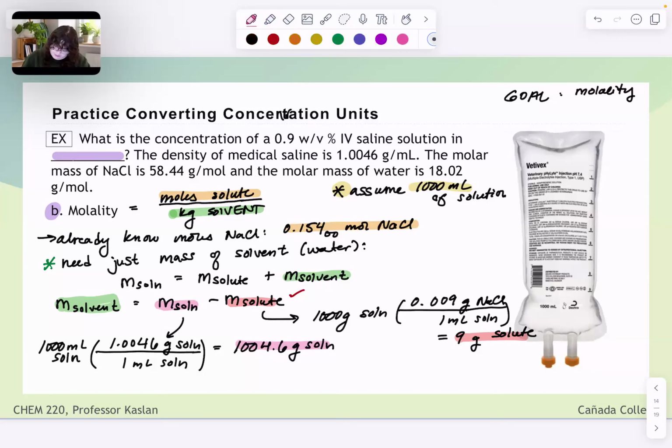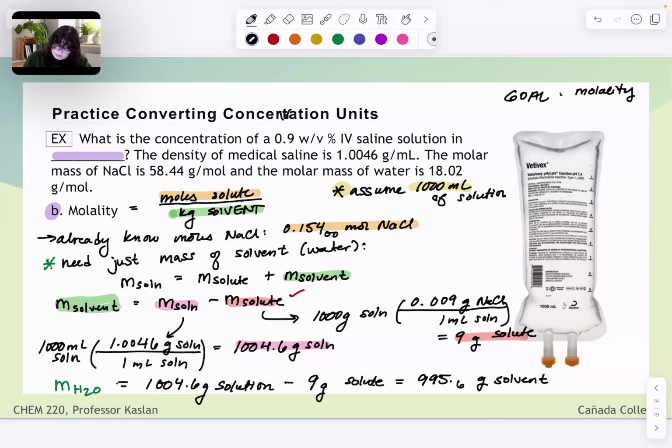So now if we want to find the mass of solvent, which is our water, that is going to be our 1,004.6 grams of total solution mass, subtracting out the 9 grams of solute. So 1,004.6 minus 9 gives us 995.6. And this is grams of solvent.